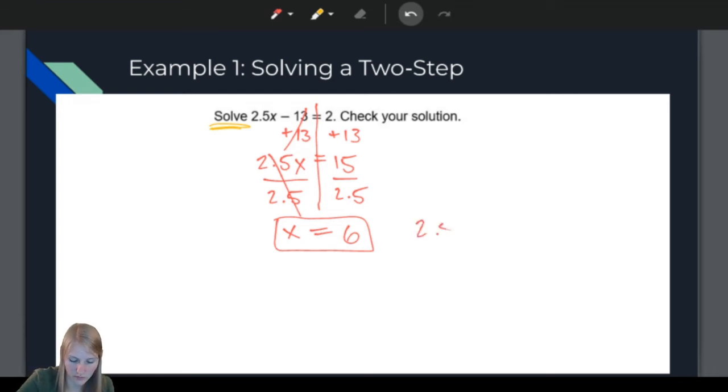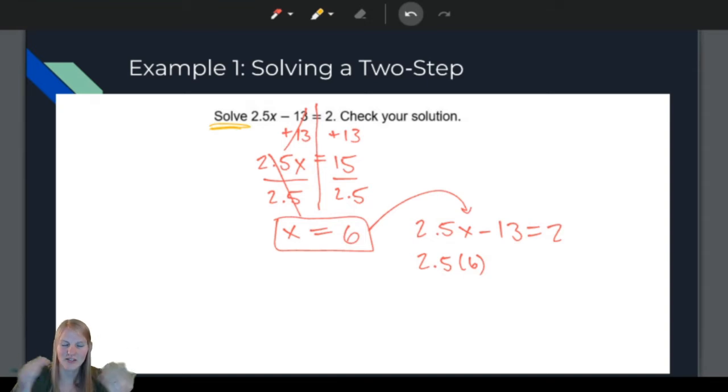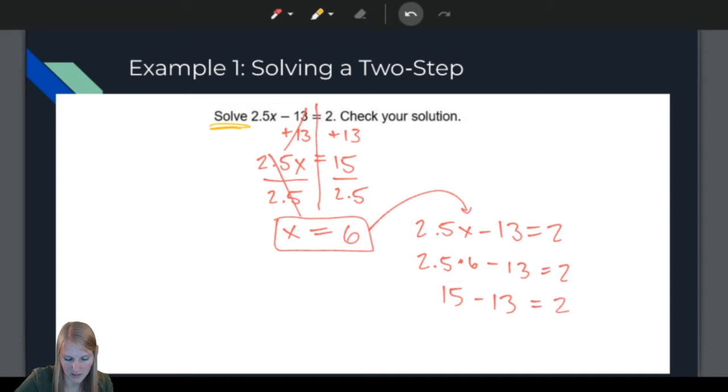So 2.5x minus 13 equals 2. 2.5 times 6. I can put it in parentheses, that means times. I can also just do times 6, both work, equals 2. Now 2.5 times 6 is 15. 15 minus 13 is 2, and 2 equals 2. So boom, we were correct.